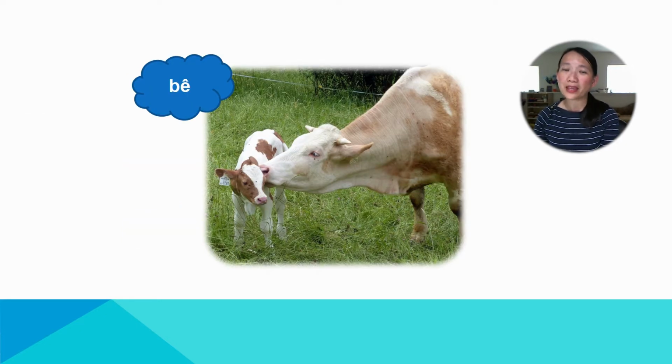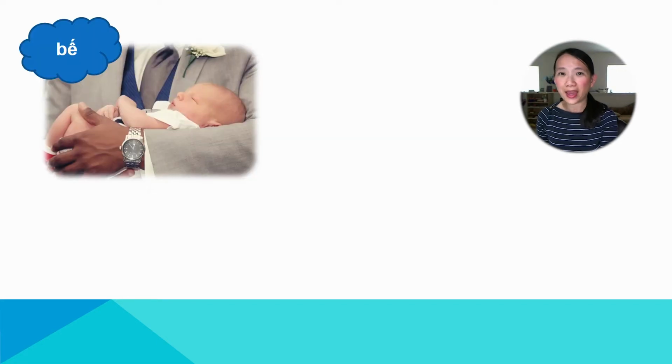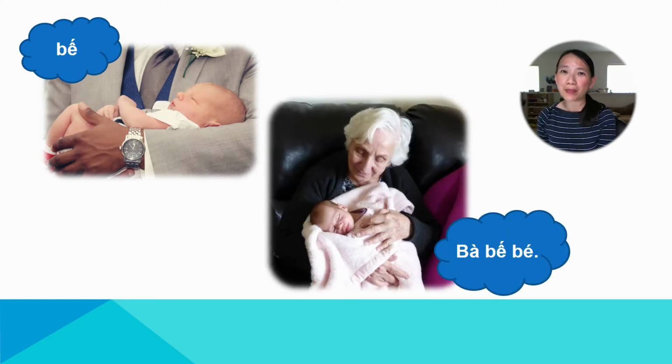Bê is the cow calf. Bò is a cow. Bể. Bế. Bế is a northern term for to hold, as in holding a baby. Bà bế bé.